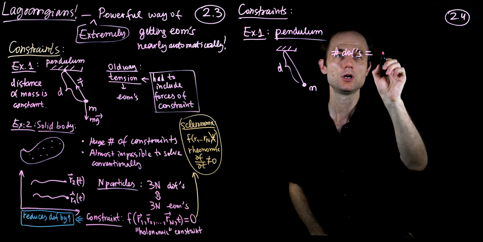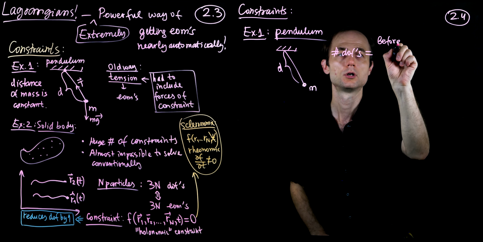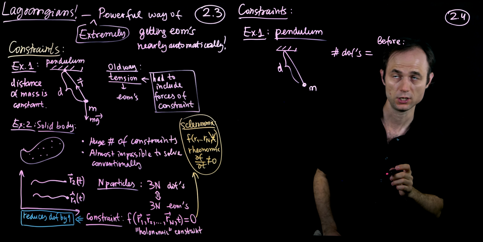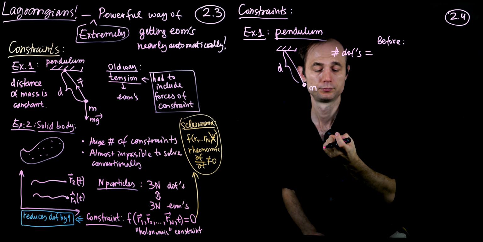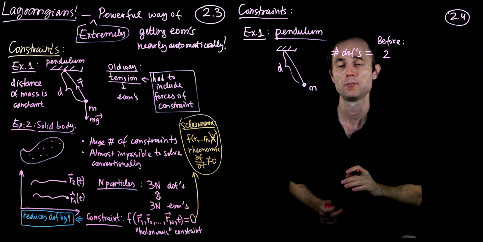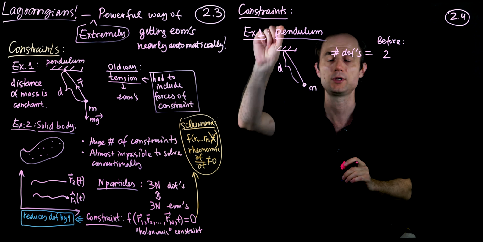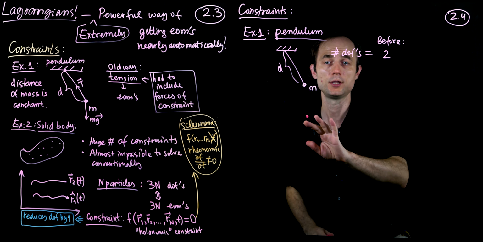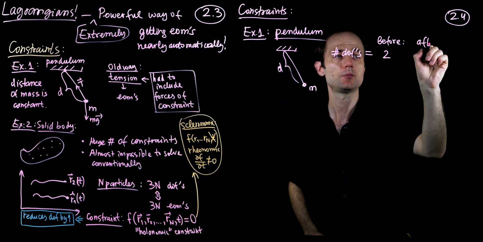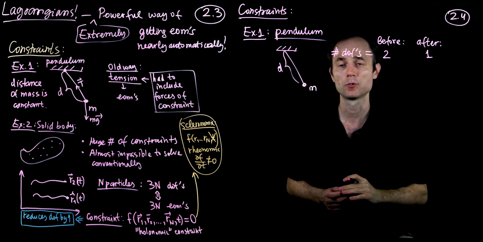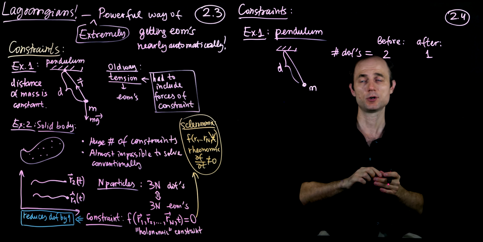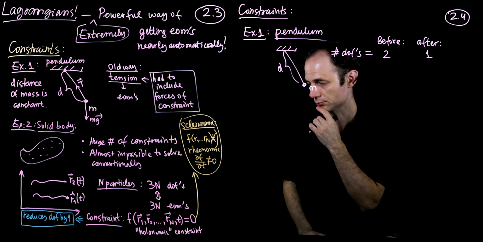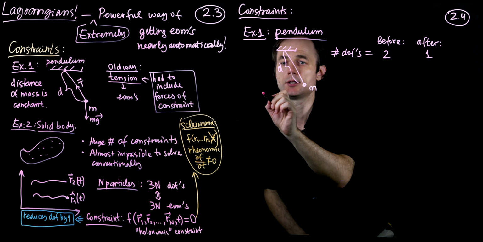The number of degrees of freedom before the application of the constraint would be two, because the particle can go anywhere it wants, up and down, left and right, within the light board. But after the application of the constraint, the number of degrees of freedom will go down by 1, because every constraint reduces the number of degrees of freedom by 1. So what about the solid body?